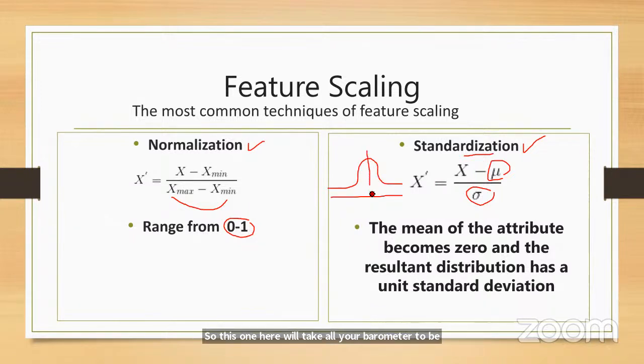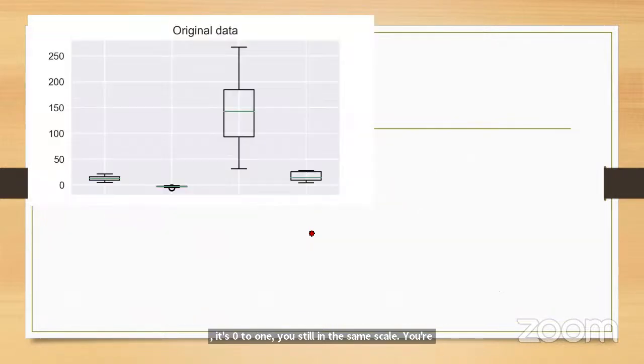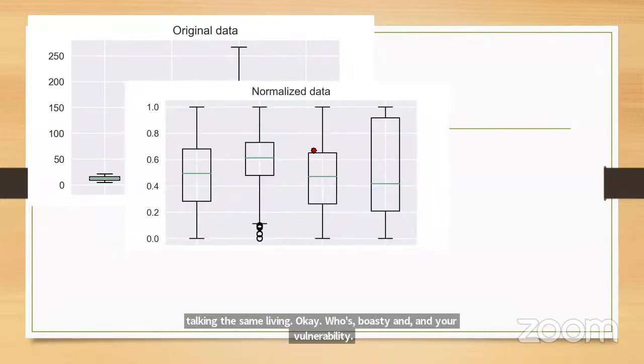Your mean will be basically 0, and your parameters will be around 0. It is not from 0 to 1. It's probably going to be from, let's say, -3 to 3. So if one is -3 to 3 and another is 0 to 1, you're still in the same scale. You're talking about the same level. A quick example: this is the original data for the porosity, gamma ray, resistivity, and permeability. If you did normalization, what's going to happen?